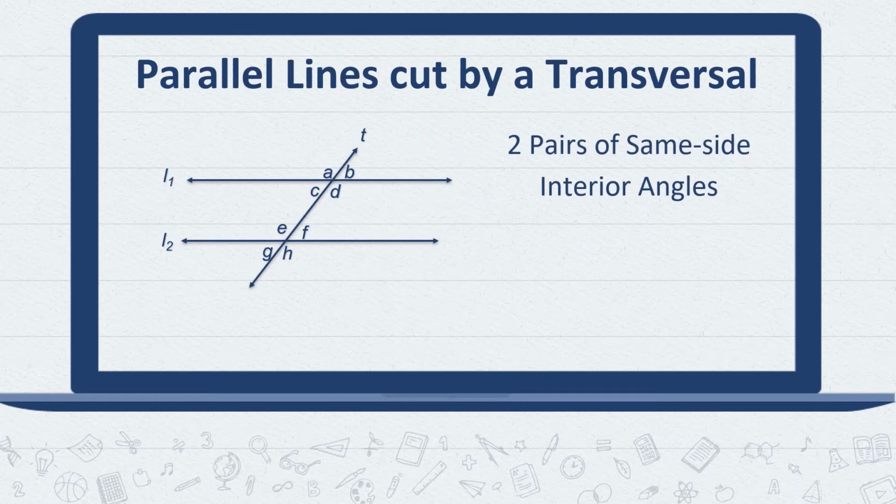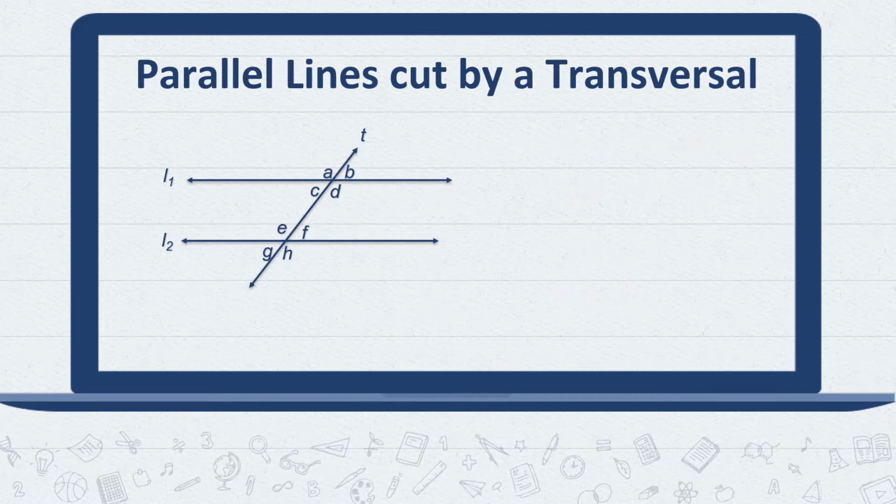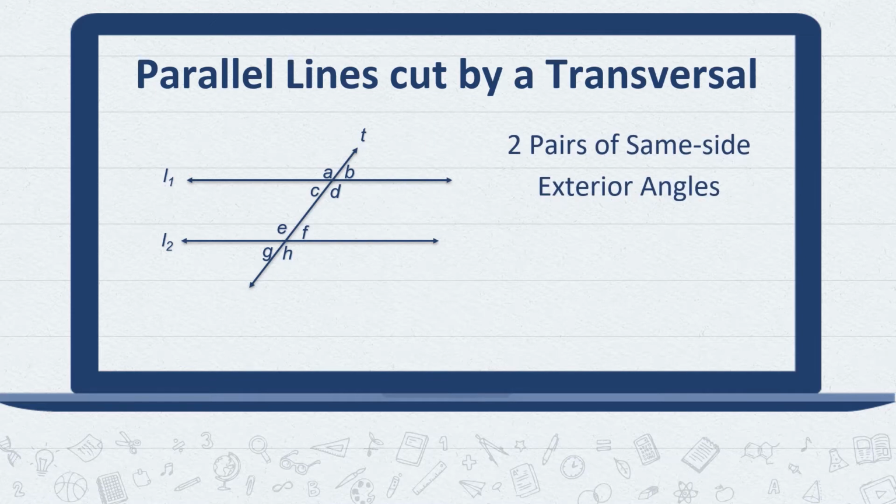We can also have two pairs of same-side interior angles, and these are angle C and angle E, angle D and angle F. And remember, same-side interior angles are supplementary. Then we have two pairs of same-side exterior angles, and these are angle A and angle G, then angle B and angle H. And same-side exterior angles are supplementary.